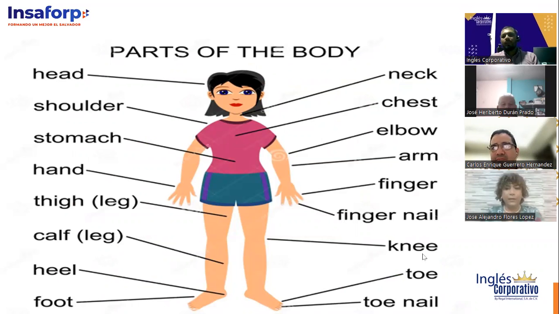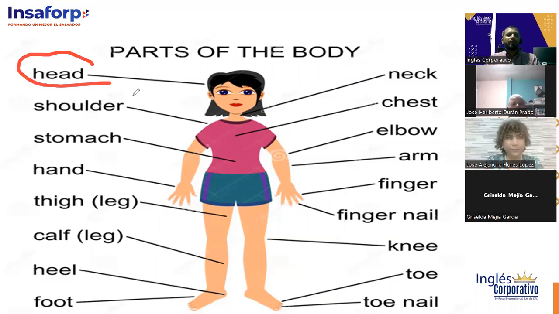Okay. Now, there you have parts of the body. The first part, let me go ahead and help you with the pronunciation. Okay, repeat after me, please. Head. Head. Okay, and we also have here neck. Neck. Neck.